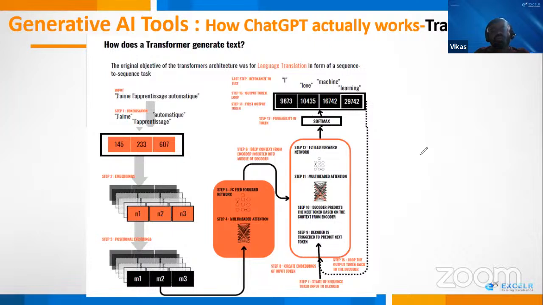So this is the encoder. This is the decoder. This is position encoding. Multi-head attention. Are you guys able to understand? Now you are well versed in how the transformer works, right?